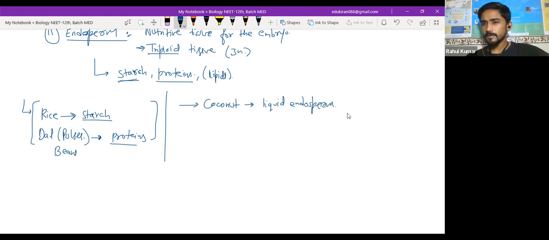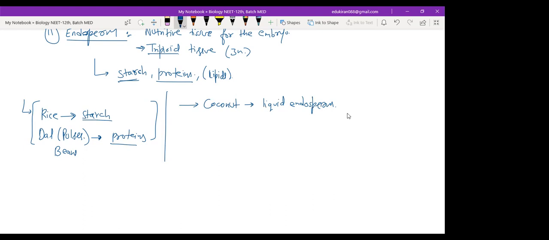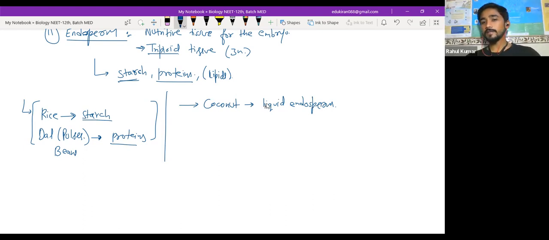Someone said something, right? They are free nuclei, sir. Yes, Mehraj, perfect. So they are free nuclei. Nuclei means the liquid itself is endosperm, and inside that endosperm, inside that liquid, the free nuclei are just floating around.